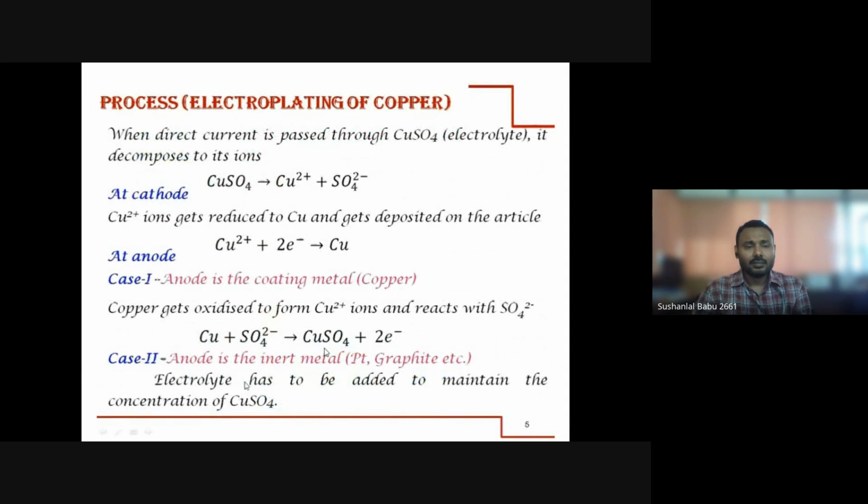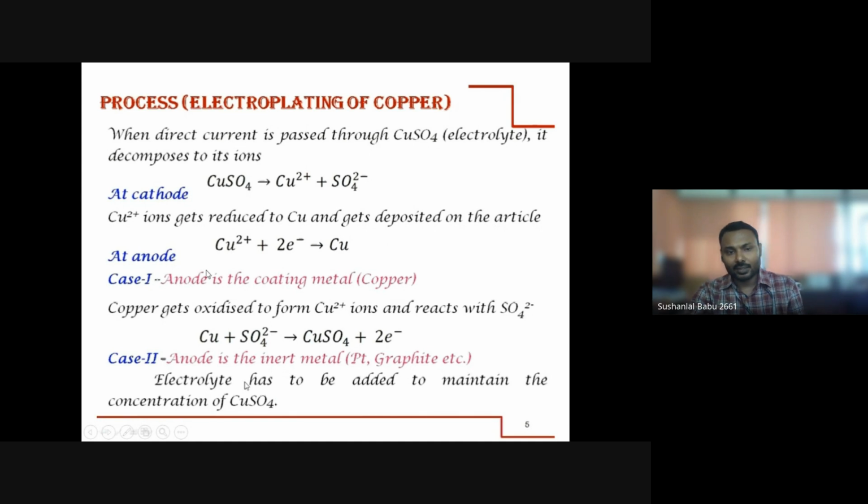So we will explain one by one. When direct current is passed through CuSO4, it decomposes into ions. CuSO4 becomes Cu2 plus plus SO4 2 minus. Then at the cathode, Cu2 plus ions get reduced to Cu and get deposited on the article. It receives these two electrons and becomes Cu, deposited on the article.